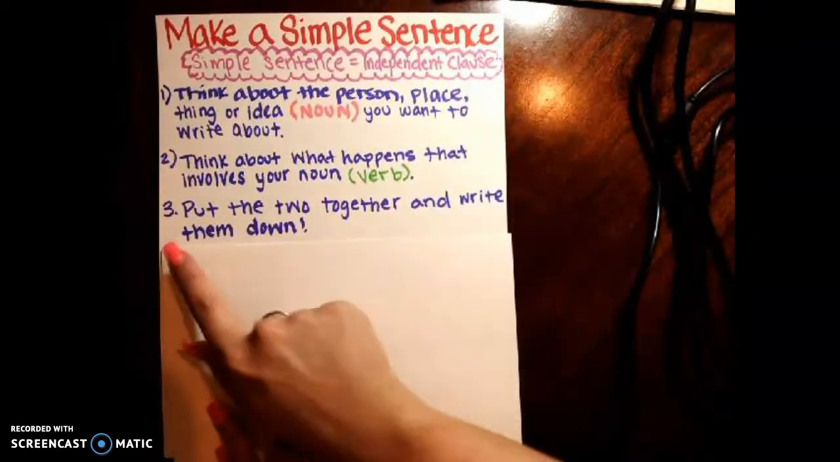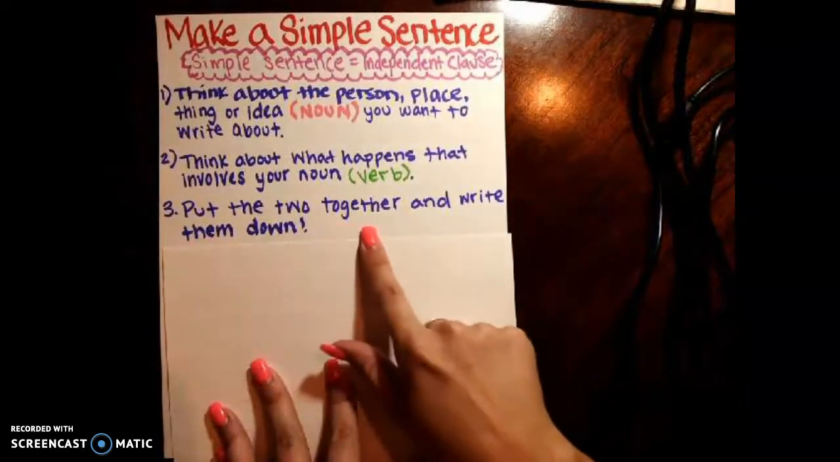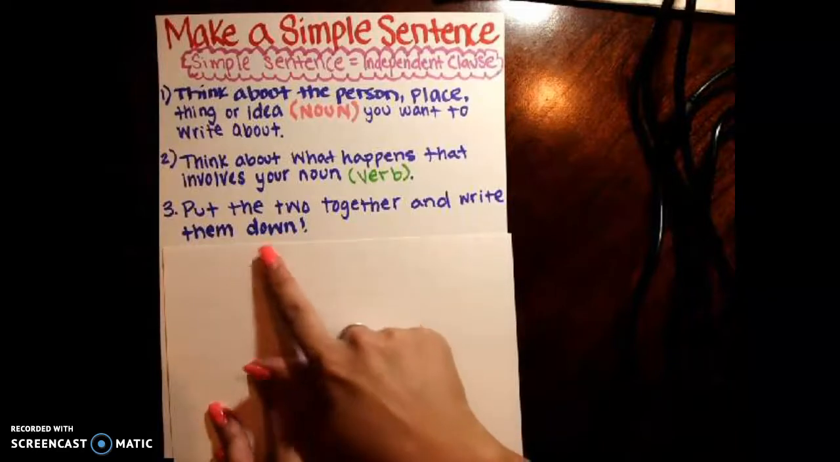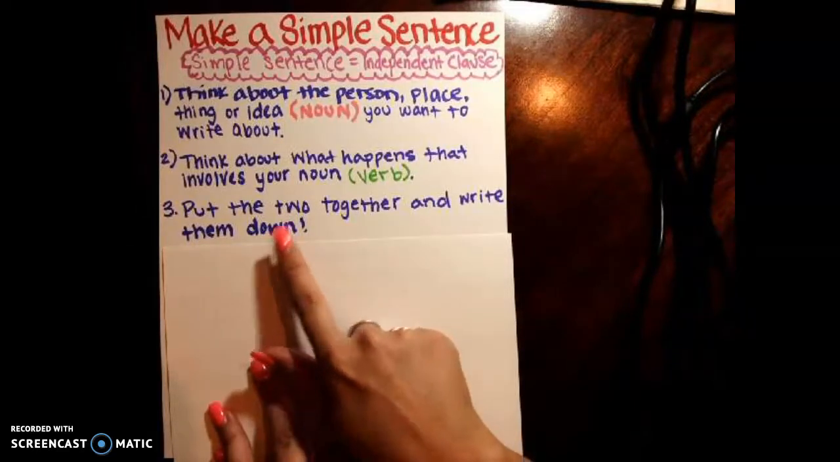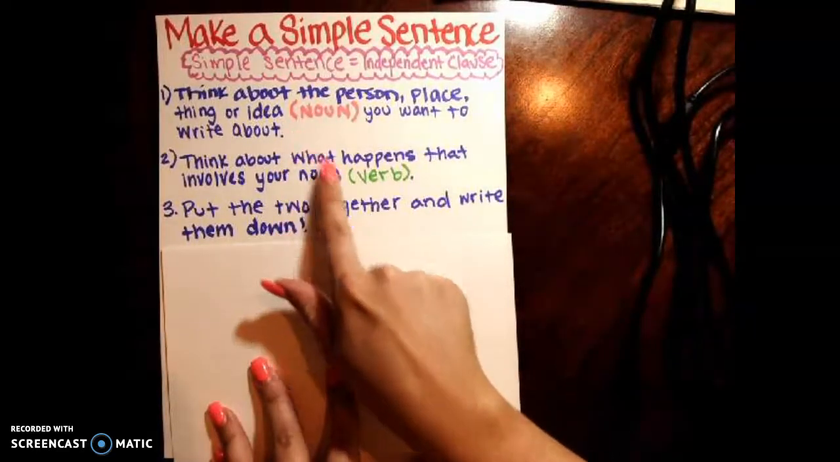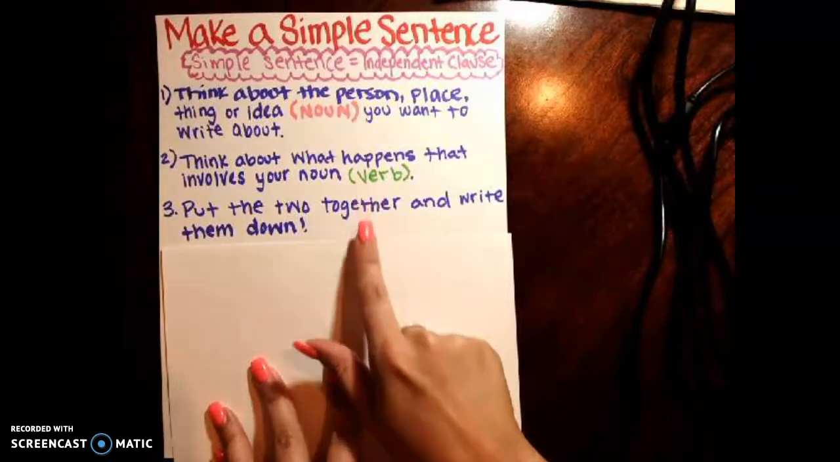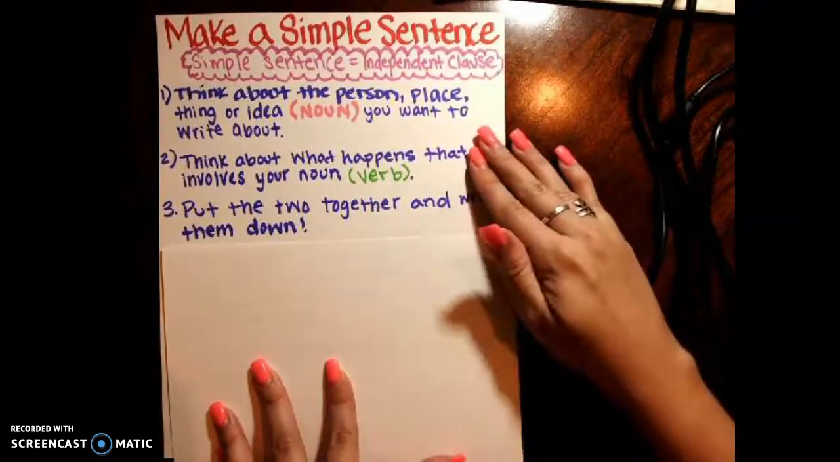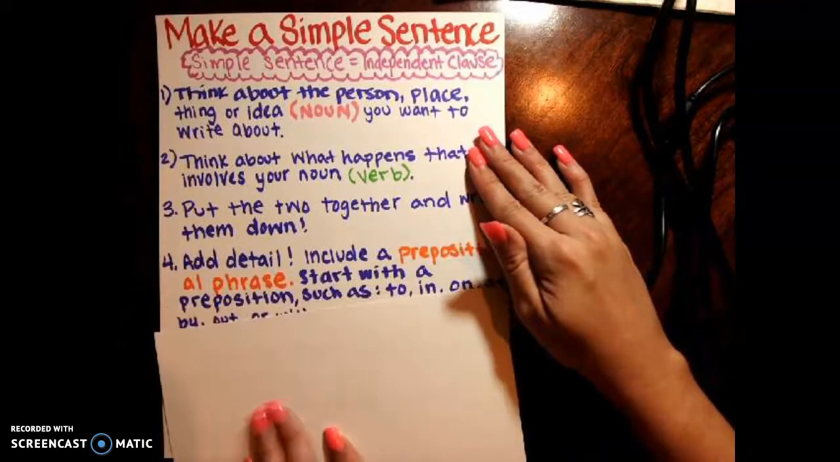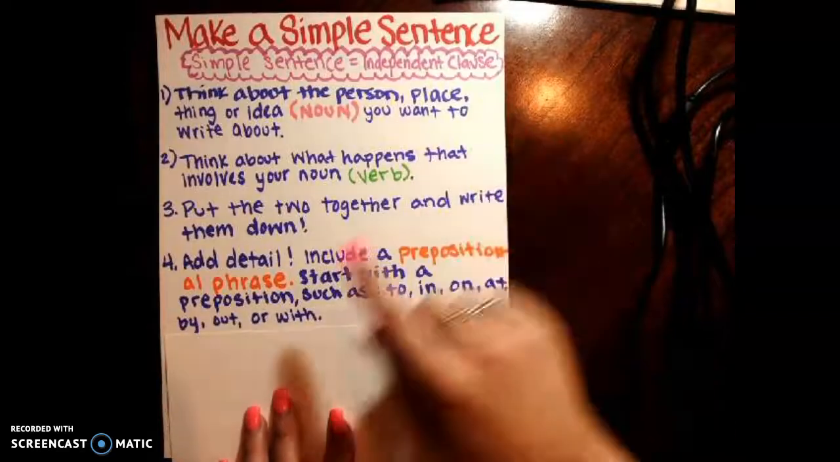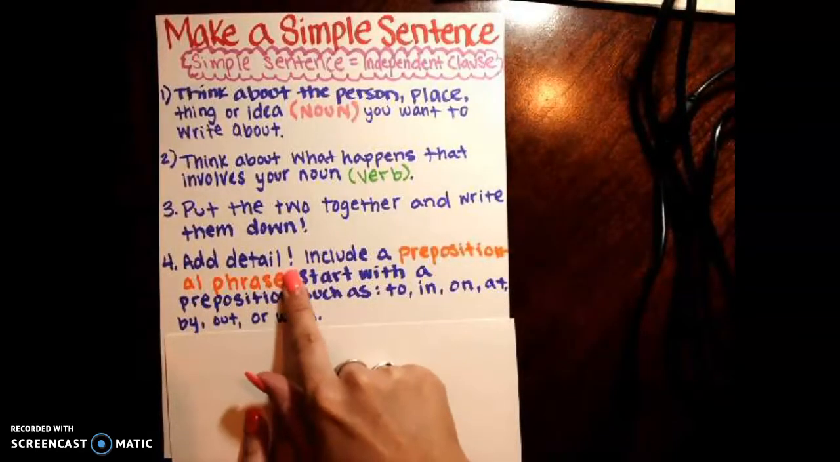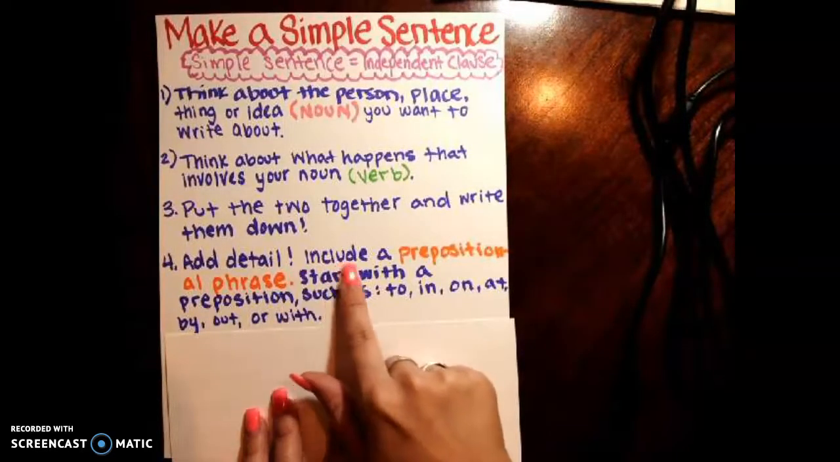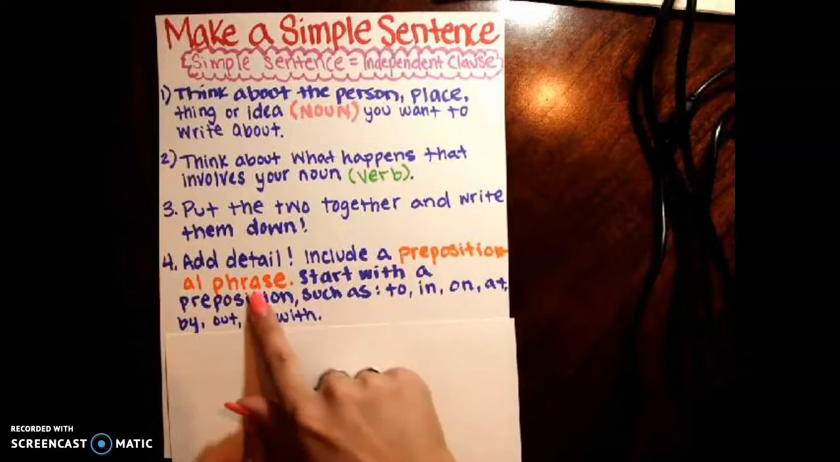Number three, put the two together and write them down. So we're going to put the noun and the verb together and make a sentence. Number four, we're going to add detail, okay? So include a prepositional phrase.